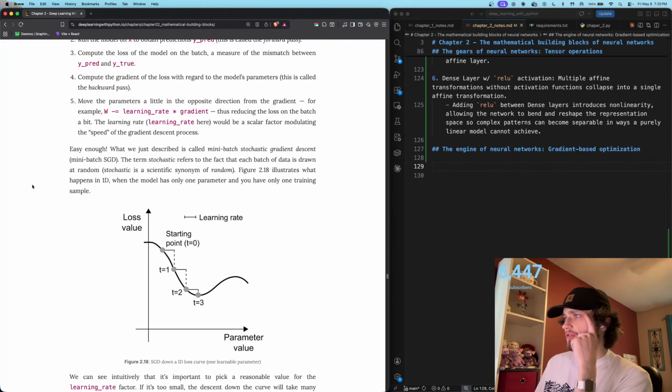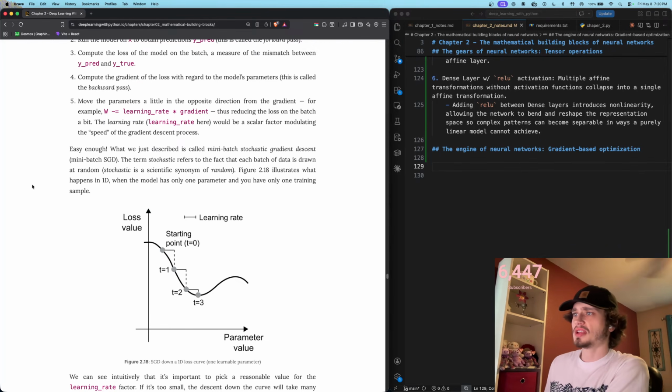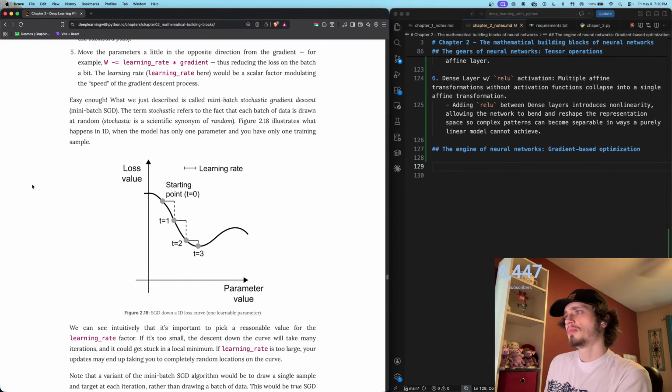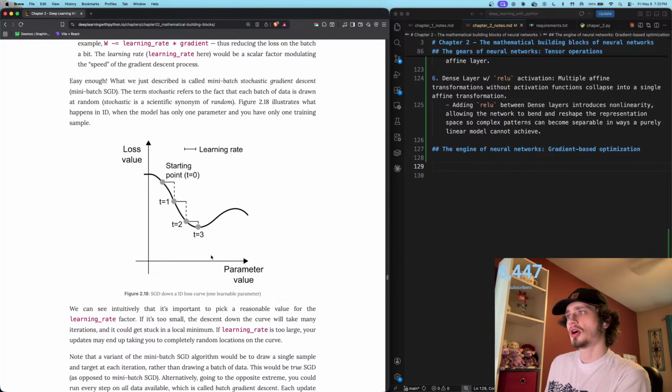The term stochastic refers to the fact that each batch of data is drawn at random. Stochastic is a scientific term, synonym of random. Figure 218 illustrates what happens in one dimension when the model has only one parameter and you have only one training sample. Right? We have a loss value on the y and a parameter value on the x. We have some learning rate, which is basically the steps that we're going to take, the movement along the gradient.